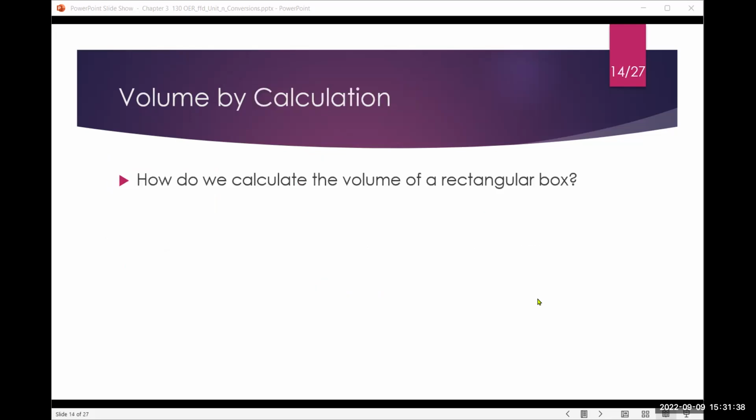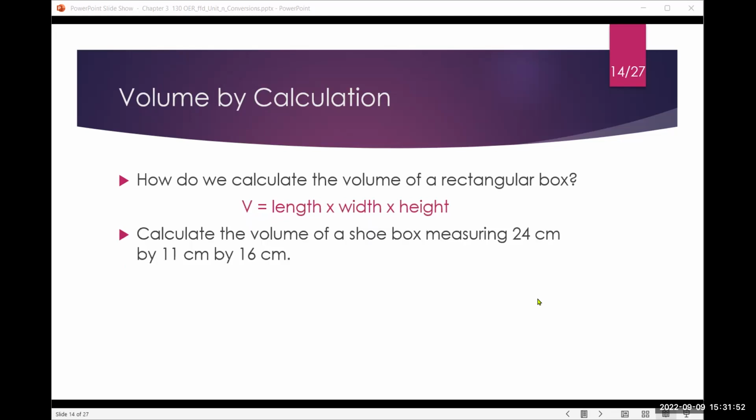Okay, now how do we calculate the volume of, let's say, a rectangular box? Well, it's length times width, which gives us area. But given the depth, we can now calculate the total volume. Okay, so in this case, we have a little shoe box that's 24 centimeters by 11 by 16. We now have a volume of 4,200 cubic centimeters.